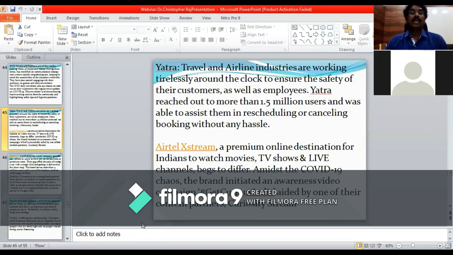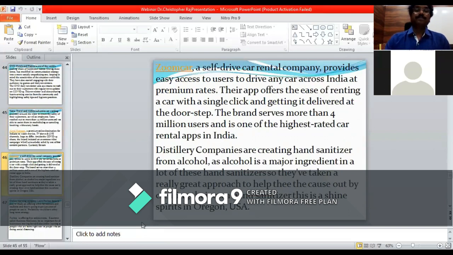Extreme, a premium online destination for Indians to watch movies, TV shows, and online channels, has begun, amidst the COVID-19 chaos, a brand-initiated awareness video campaign, Get Curious India, aided by one of their content partners, Curious Streams.